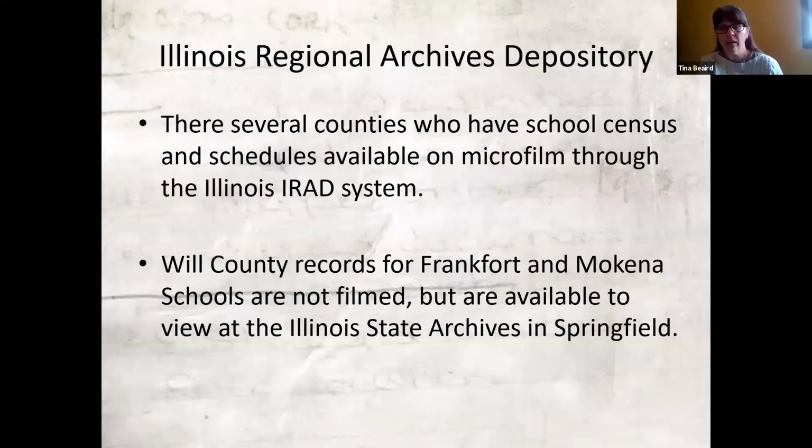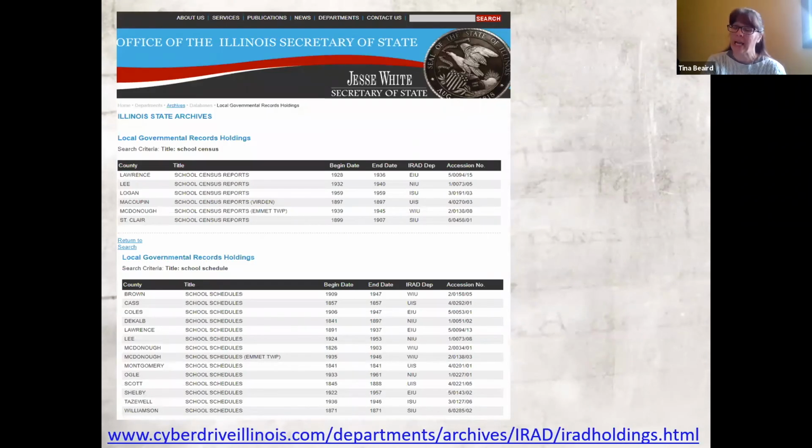So now in Illinois, the State Archives does have some of them, but there are a tremendous amount of them that live at the regional archives depositories across the state. So there are 7 different IRADs that collect materials on the counties all across the state of Illinois. If you go to the State Archives website, you can get a list of the regional archives depositories, but there's also a page on the IRAD page where you can search by category.